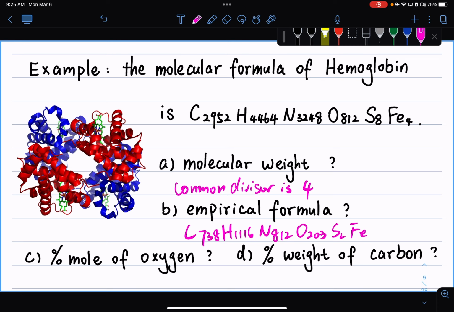At the same time, you could be asked to calculate the percentage mole and percentage weight of different elements in the hemoglobin. That's the same type of example we did before. So these are just plugging numbers. It's not hard. So you can just practice yourself and compare that with our annotated notes. This part is relatively straightforward, so I rushed through it a little bit.